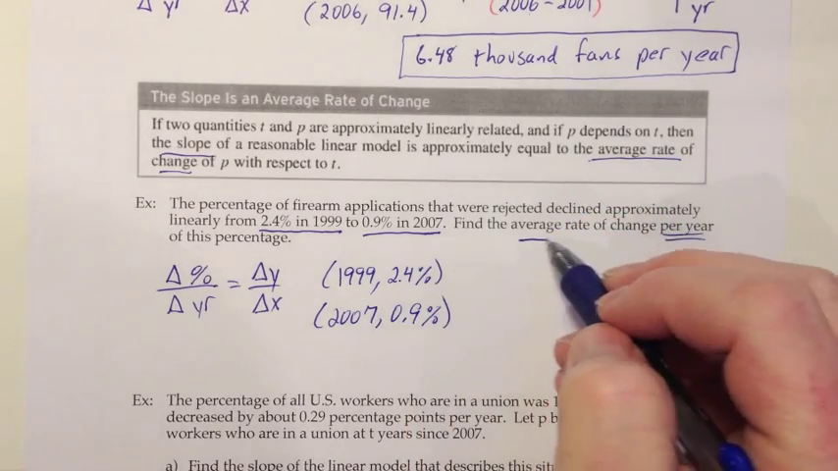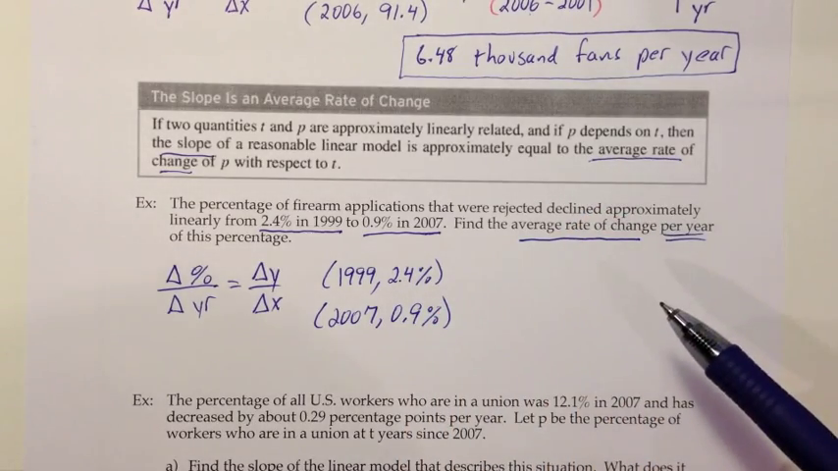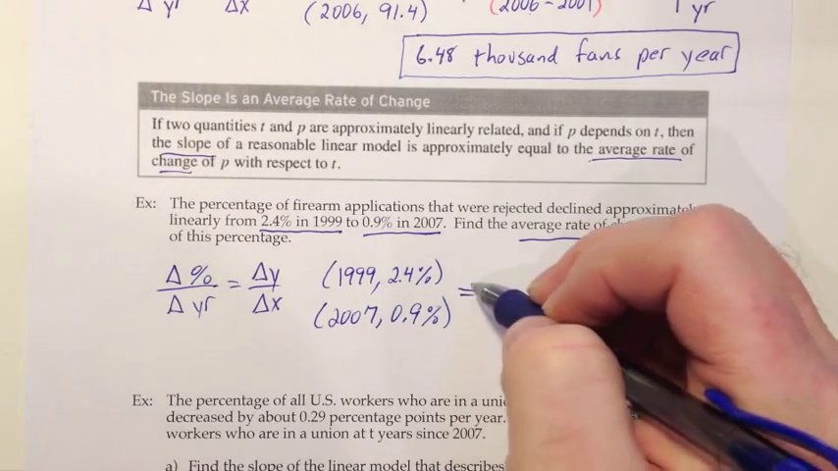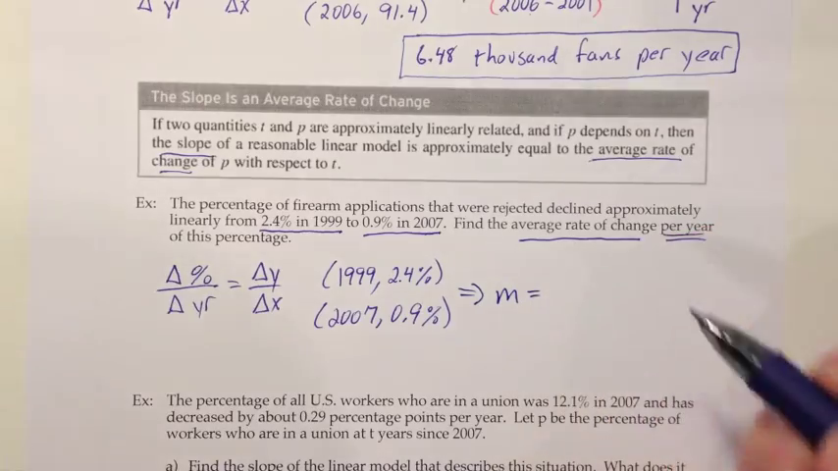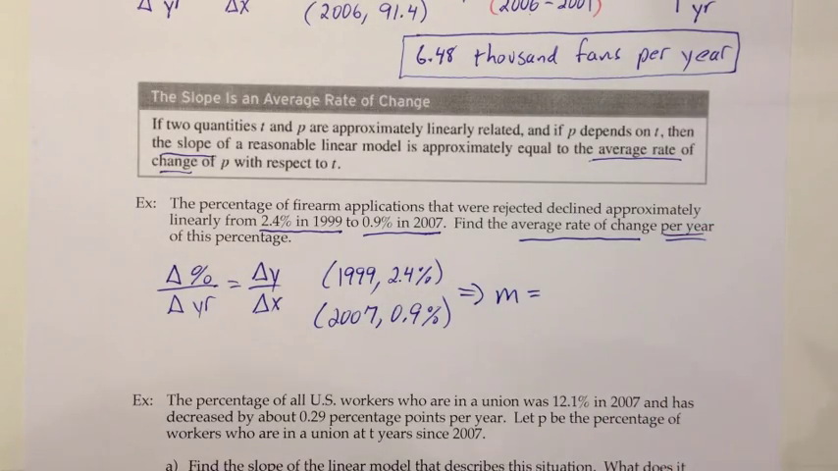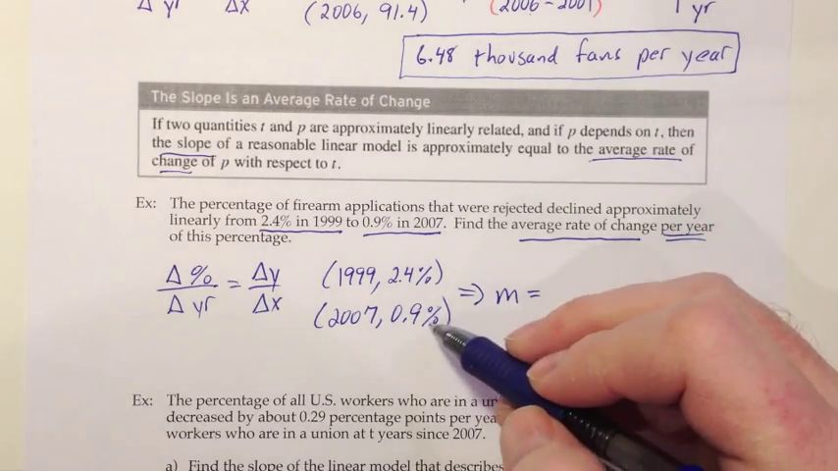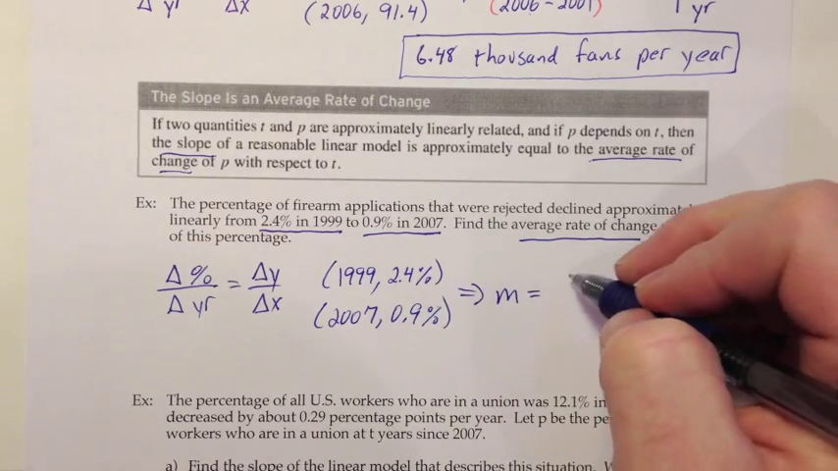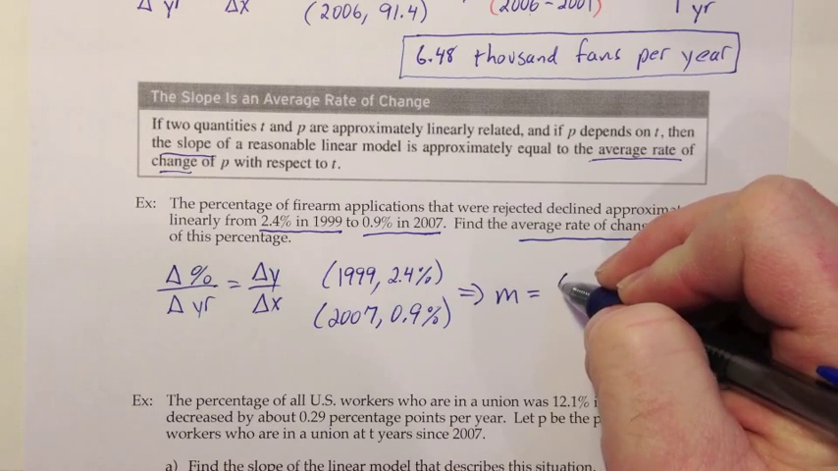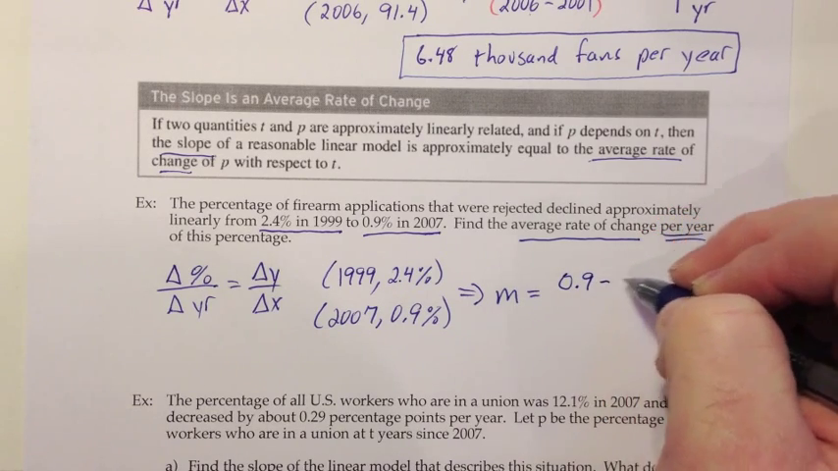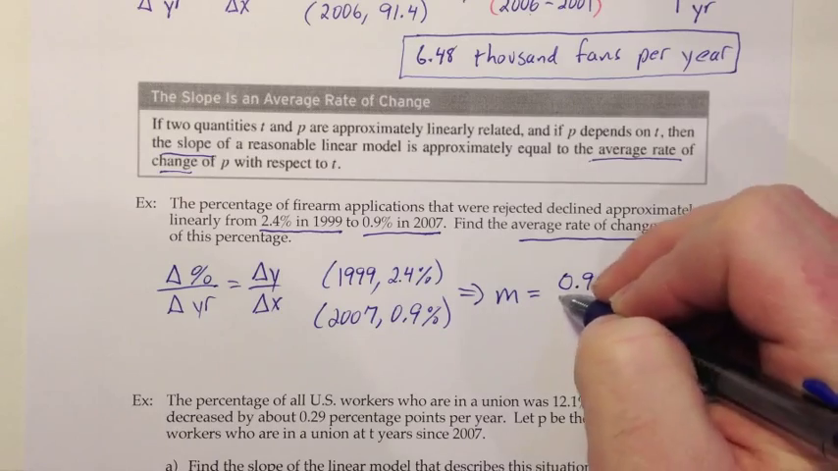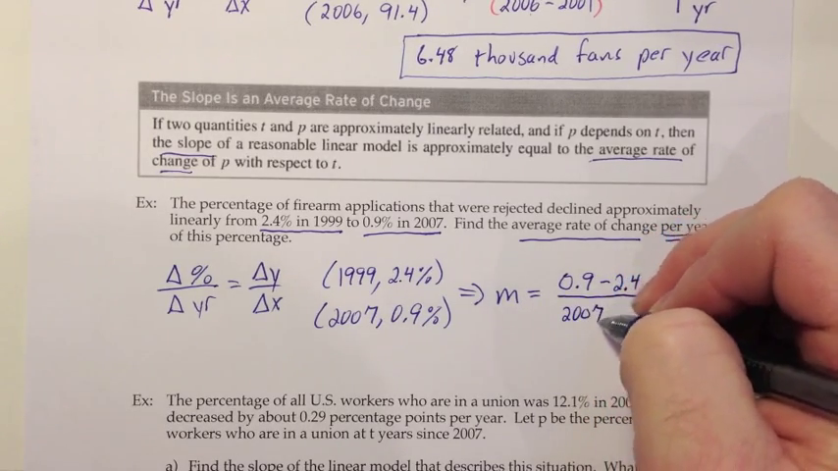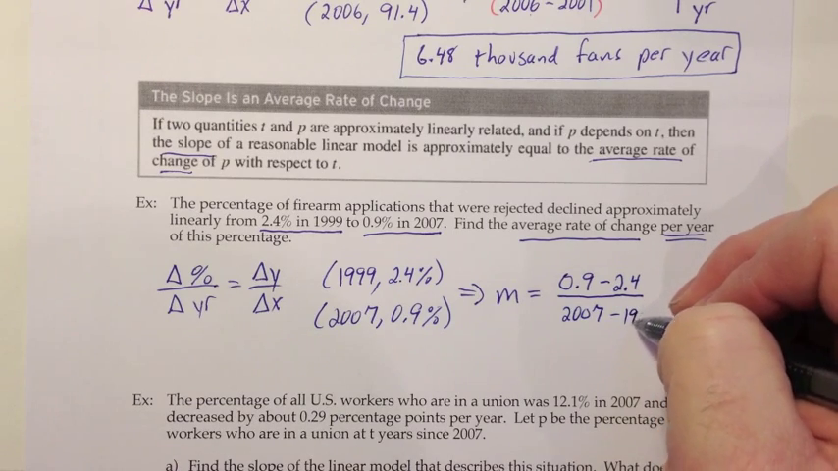They're asking for an average rate of change, but we said right above, if they ask us for that, we're just going to do a slope calculation. So in fact, I'll go ahead and even label that as m, just to be kind of in that normal setting that we've been doing. And I'm going to start off with my ending point and then use the beginning point as my subtractor. So doing the change in output on top, 0.9 minus 2.4 over 2007 minus 1999.